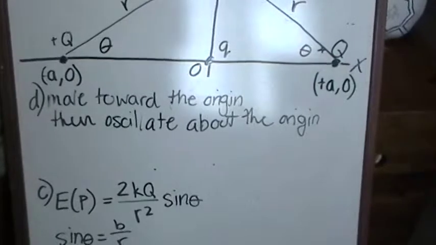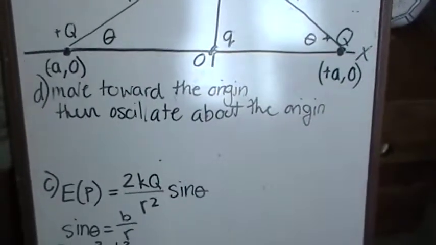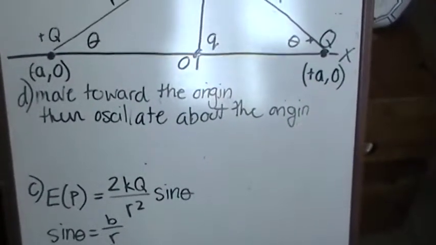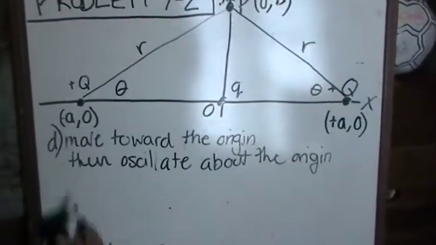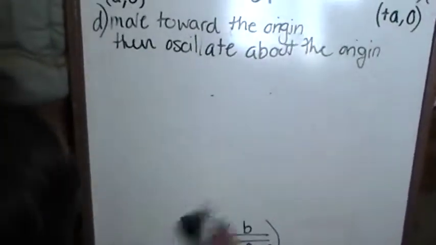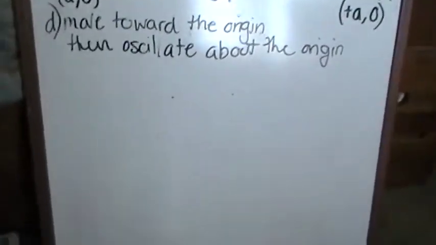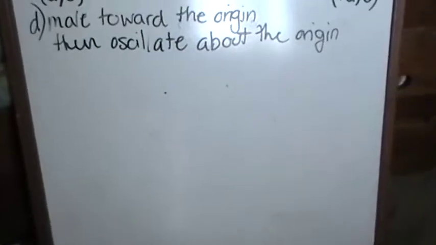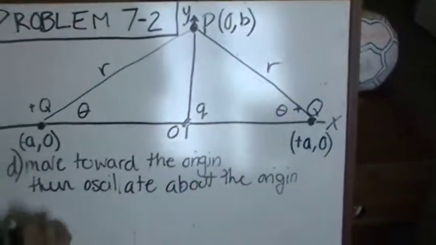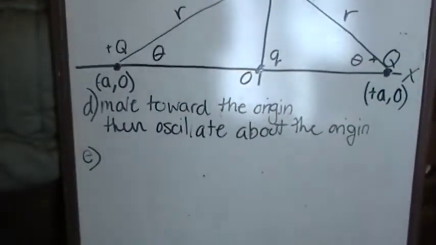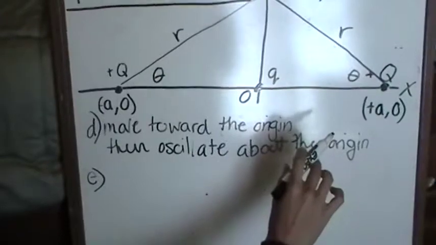Okay. And then part E. Q is positive and is displaced in the positive y direction. So then for E, I'm just going to erase all of this. Okay, so for part E, Q is positive now, so the particle is going to move away from the origin.